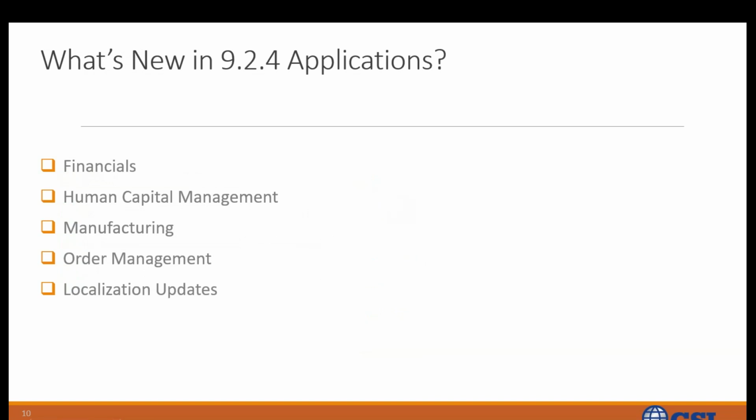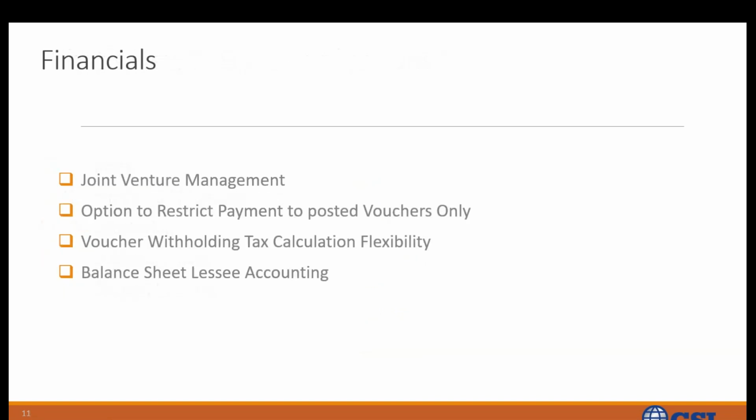So let's hit some of the financial ones first. On here we've got joint venture management. We've heard a lot about that. A lot of these things are actually going to be functioning nicely. We'll talk about that in a second. Some AP issues where we can do some restrictions and some calculations, which is great, and some actual GL stuff for our lessee.